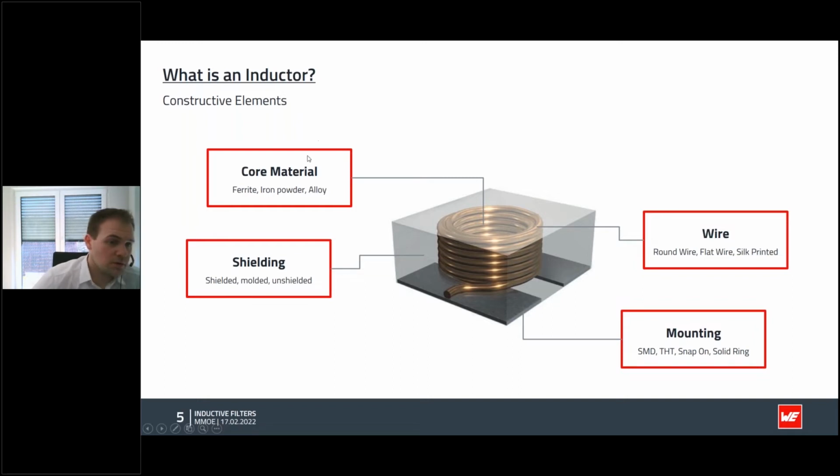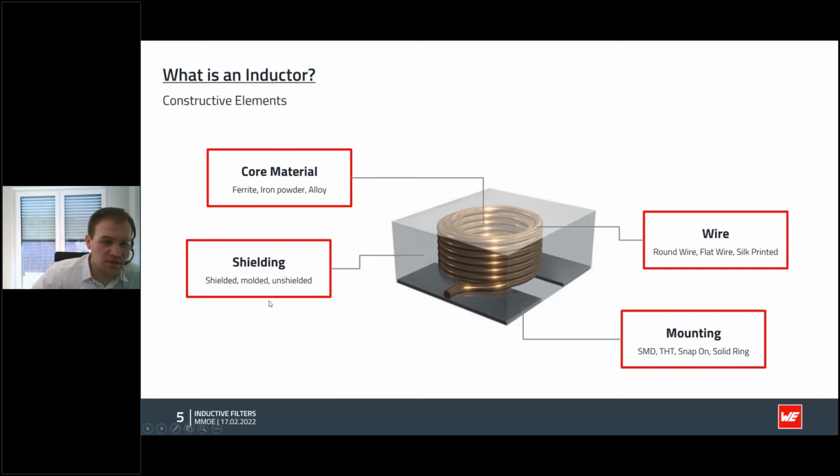Well, first we're going to talk about the core material. Besides the ferrite material, we can use iron powder or some special alloys as a core or shielding material for the inductor. This will influence the actual inductance of the inductor and also the impedance, but also the saturation behavior and the frequency response.